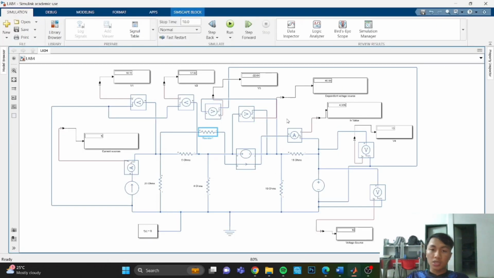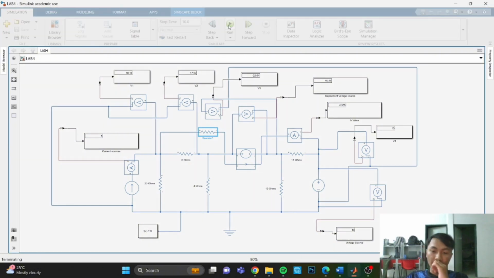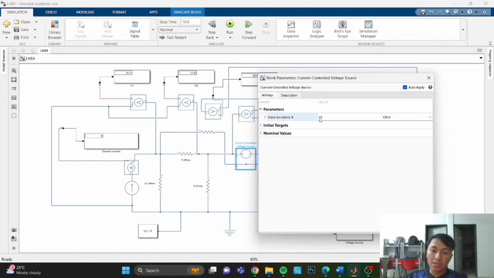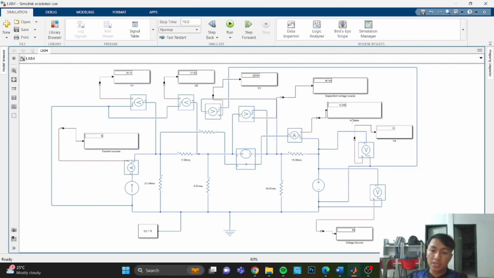So for the simulation, this is our circuit. You can see that this is the current controlled voltage source, which is the dependent voltage source. So if the Ix value is changed, this value will also change. The transresistance K is 10, so the Ix value will be multiplied by 10.